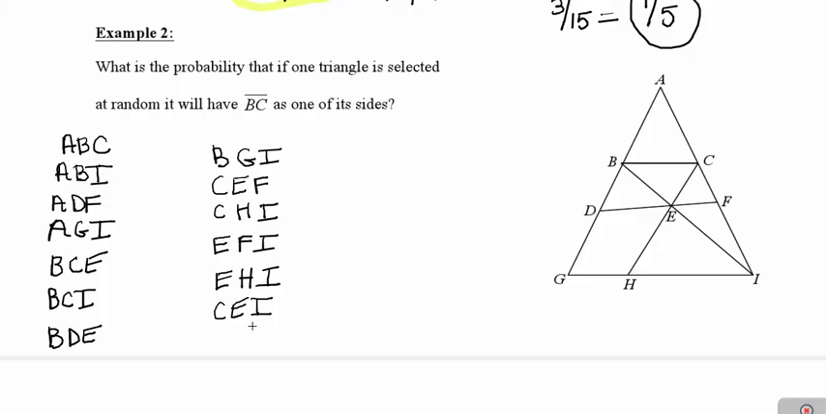Okay, double check and make sure you have all the triangles listed. Let's now go ahead and circle which triangles have side BC. So the first one we're going to circle is triangle ABC. Then triangle BCE, and finally triangle BCI. So there are 13 total triangles, and 3 out of those 13 are winners. We cannot reduce this fraction, so our final answer is 3 out of 13. Okay, so now you're going to use the same process to do some examples tomorrow in class.